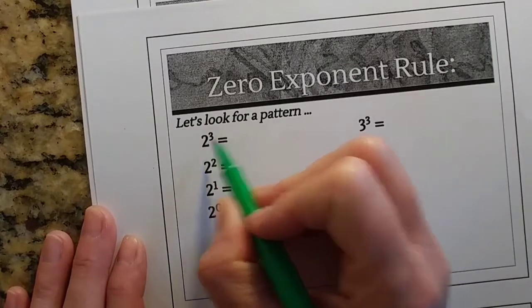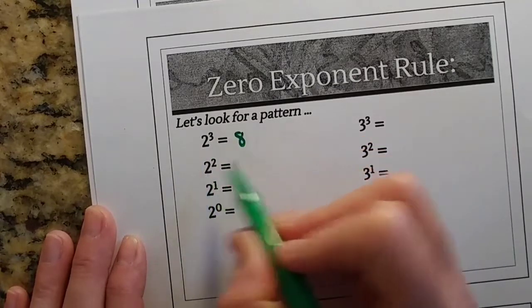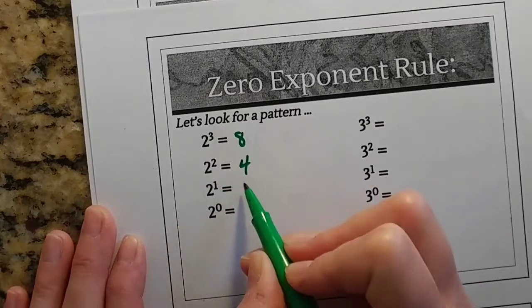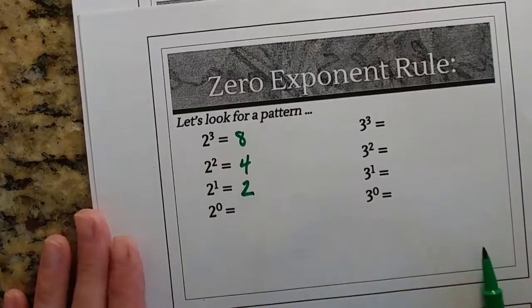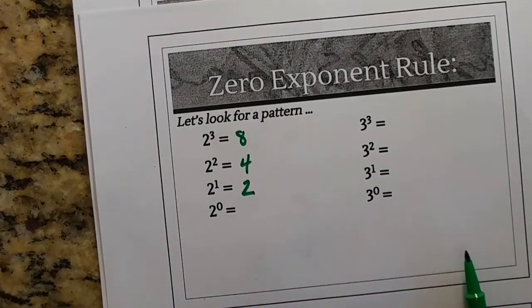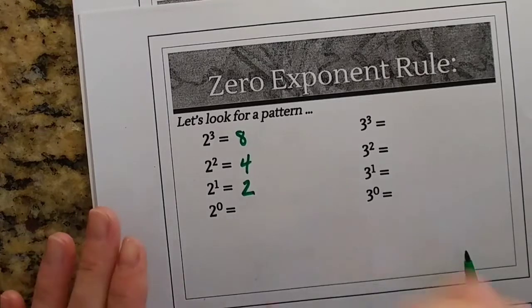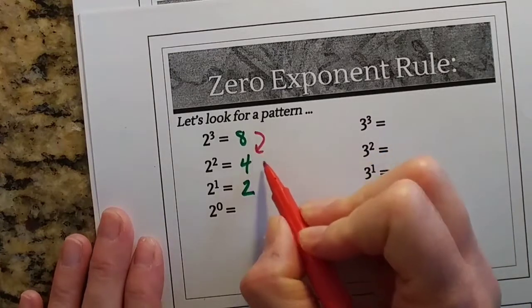So we know 2 times 2 times 2 is 8. 2 times 2 is 4. 2 to the first power is 2. And now if we take a look at this pattern, and if we were to continue it, what would 2 to the 0 power be? Well, take a look here.